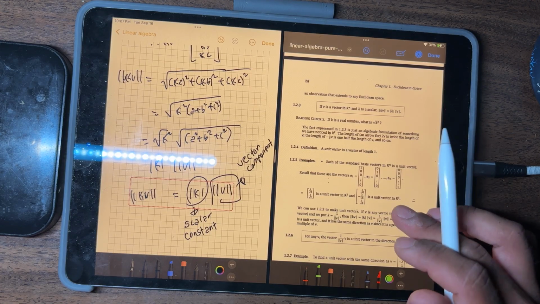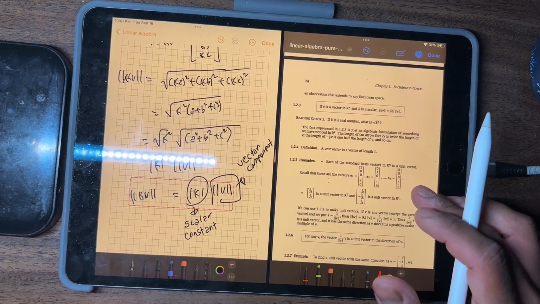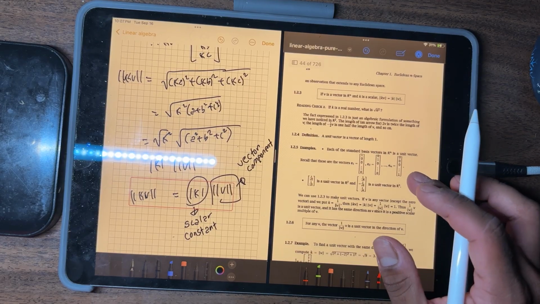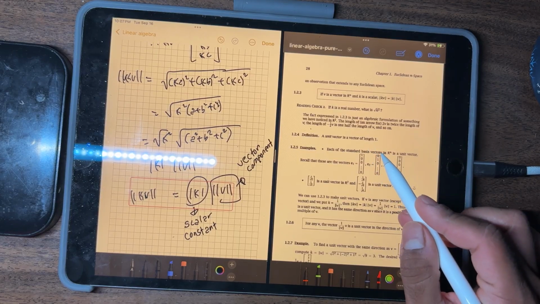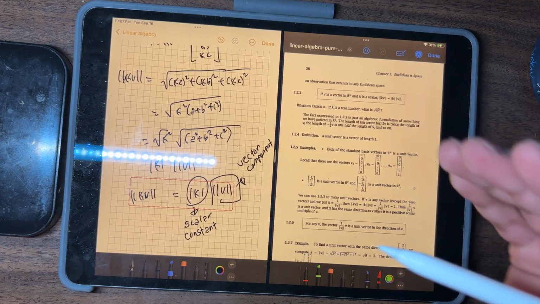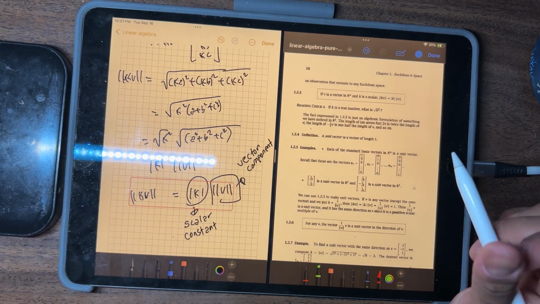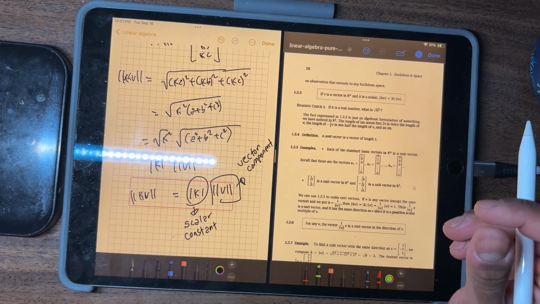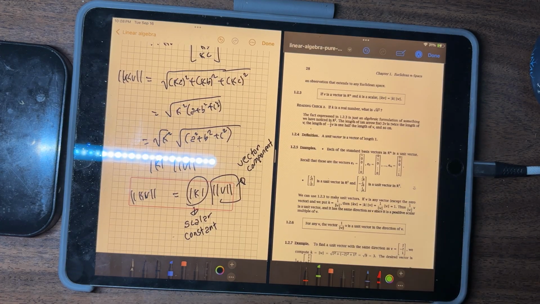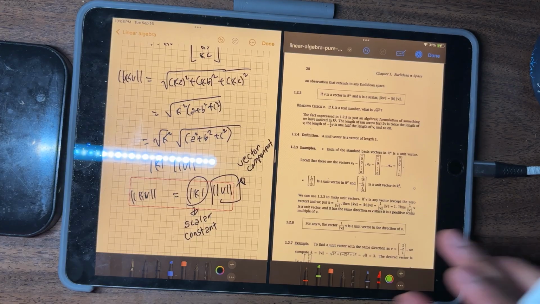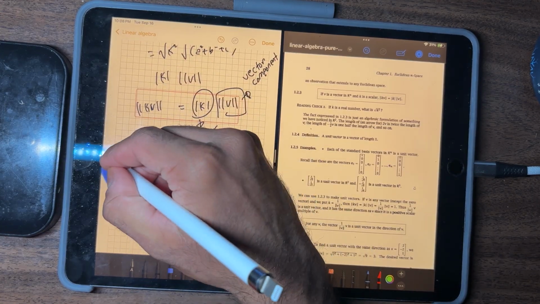A unit vector is a vector of length 1. So each of these is a standard basis vector. So E1 would be 1, 0, 0, then 0, 1, and so on. So the position is like a diagonal. Okay, so what is a unit vector?